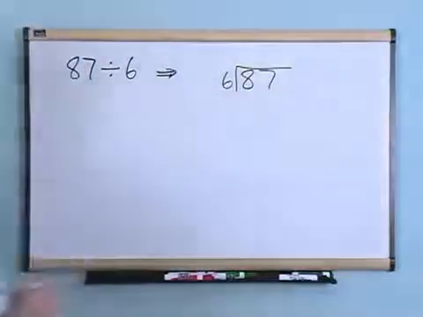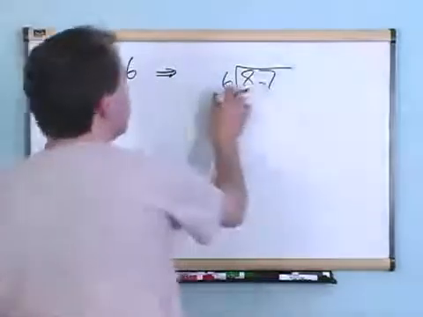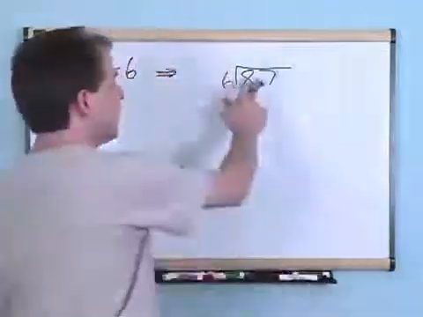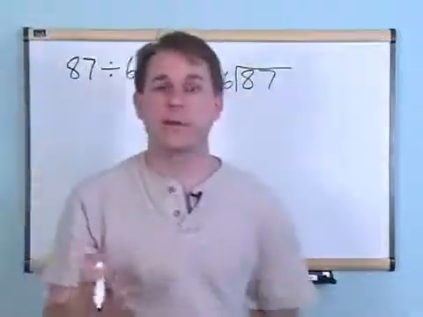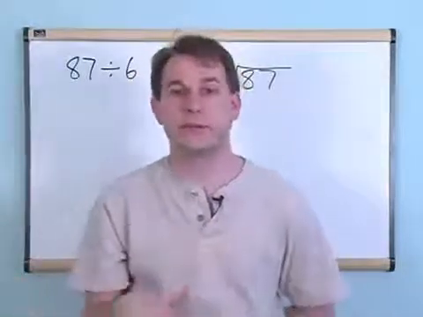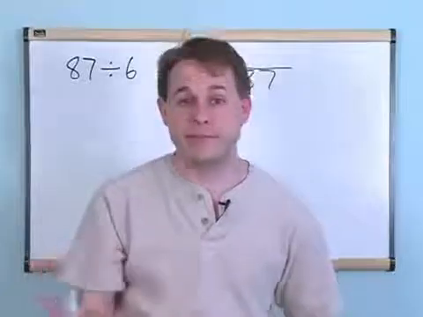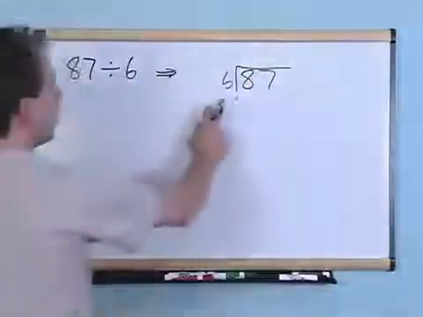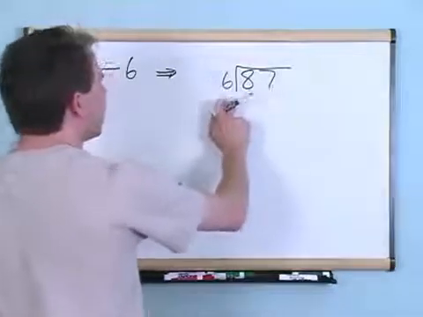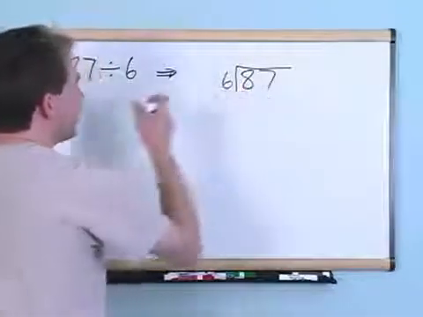Okay, so the first thing you're going to do, I don't know what 6 times what would equal 87. Okay, 87 is a pretty big number. And I don't know off the top of my head what times 6 is going to equal 87. So we're going to use this. We're going to break this problem into pieces, and we're going to solve it like that. So the first thing we're going to do is we're going to see how many times does 6 go into the 8, just the 8 by itself.